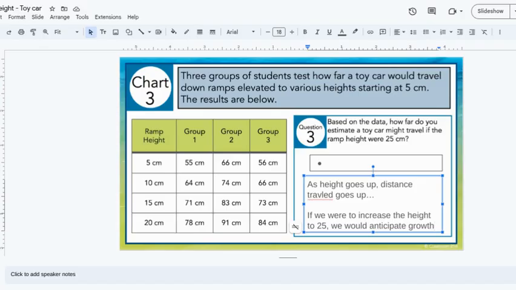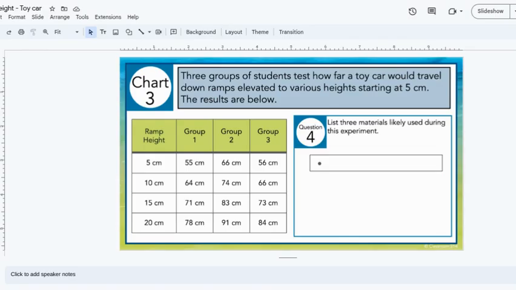And why did I do that? I went back to the few and I said, what's the difference between this and this? What's the difference between 15 and 20? This one up 7, this one up 7, this one up 11. So you're not going to go wrong as long as you're able to say why. And I'm saying if we increase the height, we're going to have growth in the numbers. So I'm anticipating about 95. That's question 3.